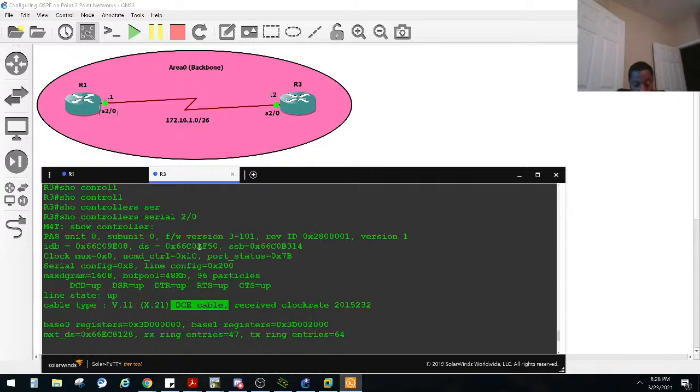For router 1, we will use the process ID of 1. For router 3, we will use process ID of 3. And I think they did that just to show you that the process IDs don't have to match like EIGRP. Well, EIGRP doesn't use process IDs, they use ASNs, right?